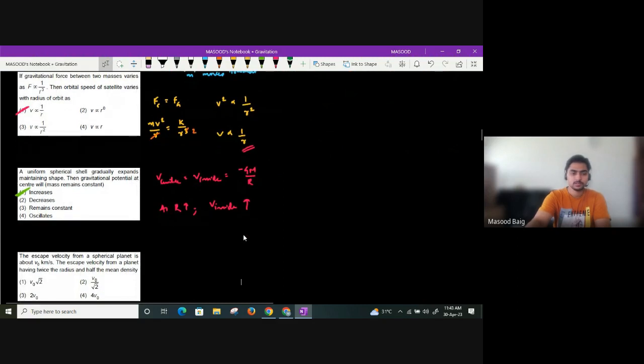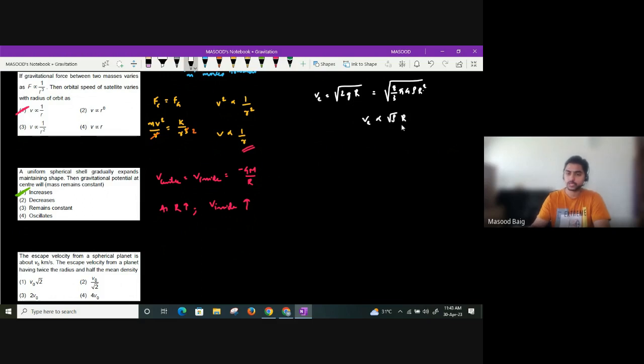Because if you see, escape velocity from a spherical planet is about v naught. Escape velocity from a planet having twice the radius and half the density. What is escape speed from the surface of a planet, guys? It is given as root of 2 into g at surface into R. How can I write g value? Right, it is 4 by 3 pi G rho R. So I got it as root of 8 by 3 pi G rho R into R, which will be R square again. So escape speed will be proportional to root rho and R, guys.